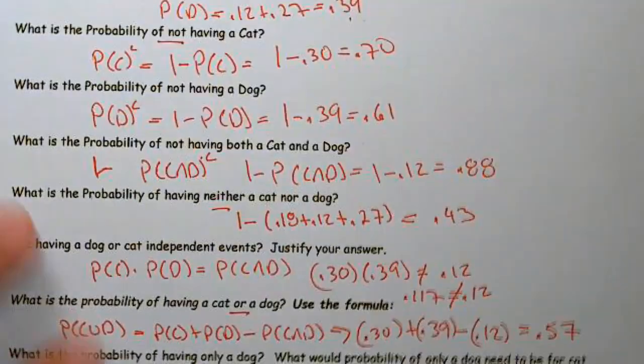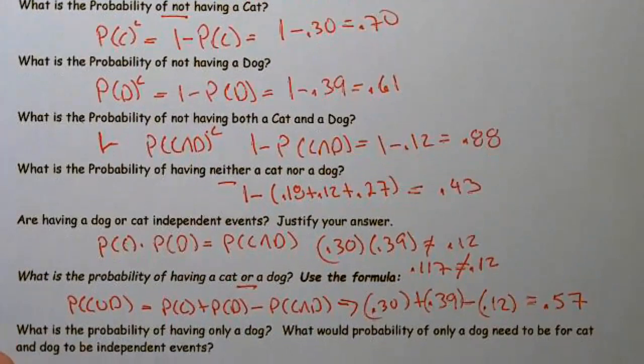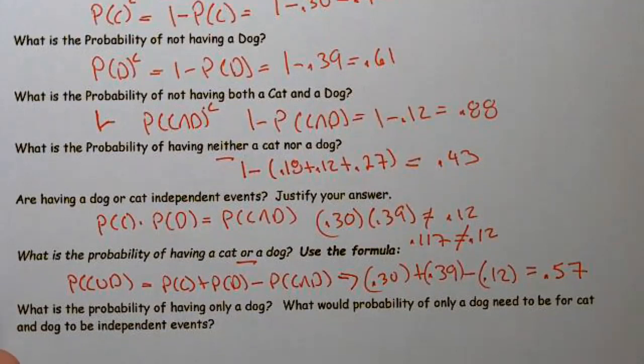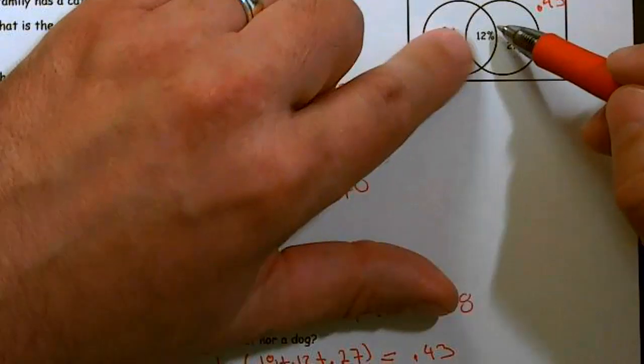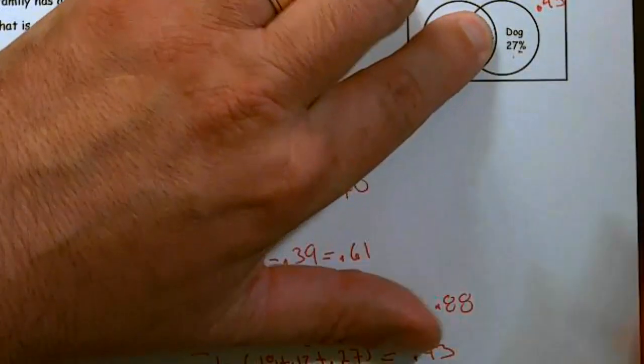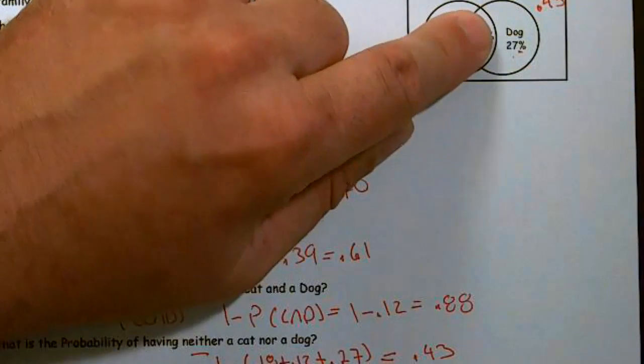All right. So sometimes it'll say union, sometimes it'll say or. If they say or, that doesn't mean they own a cat specifically or a dog, unless it says cat or dog but not both. So cat or dog means cat, dog, or both together. All right, what's the probability of having only a dog? That's 27%. You might ask, how did you do that? Well, I ignored the overlap because that's owning both. So the probability of having only a dog is 0.27.